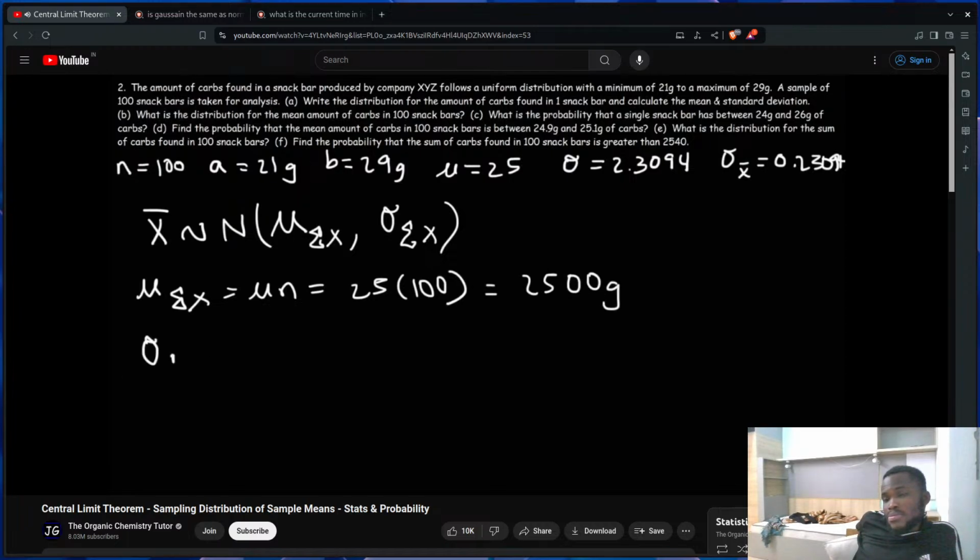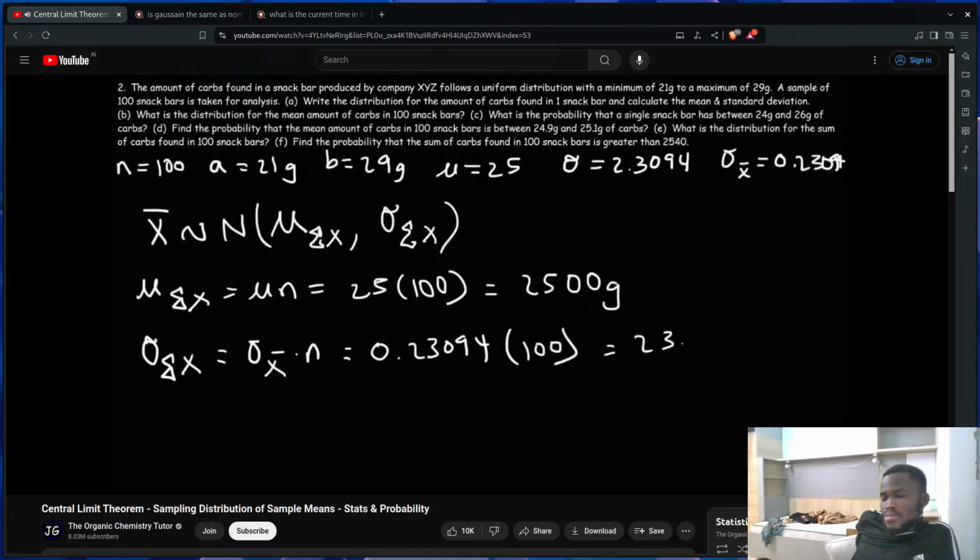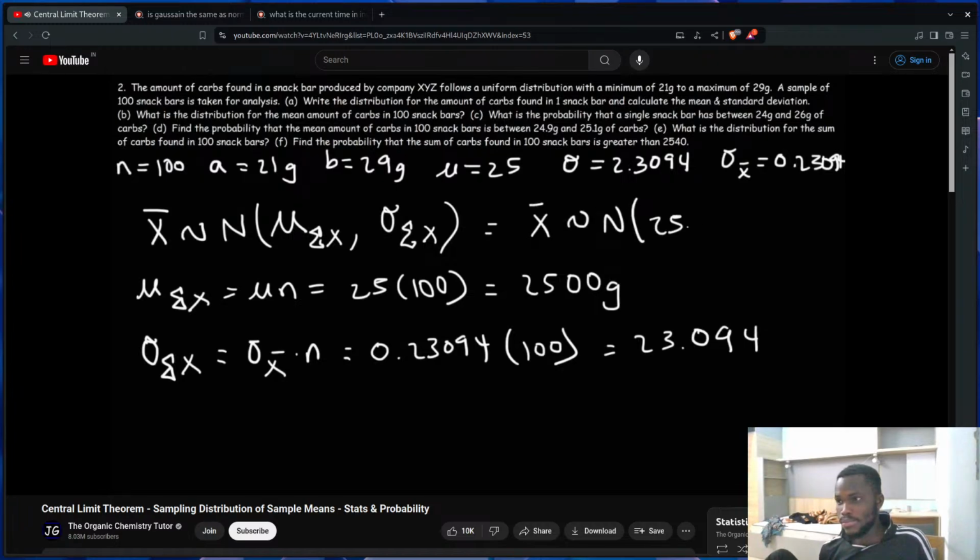Now to calculate the standard error associated with the sum, it's going to be the standard error that we see for the mean times n. So that's 0.23094 times 100. So the standard error in the sums is 23.094. So we can write our distribution like this. The average sum of carbs in the 100 snack bars is 2,500 grams with a standard deviation of 23.094.